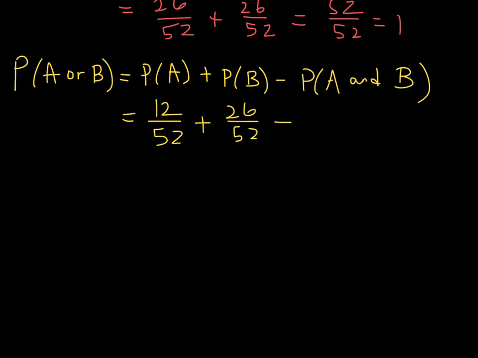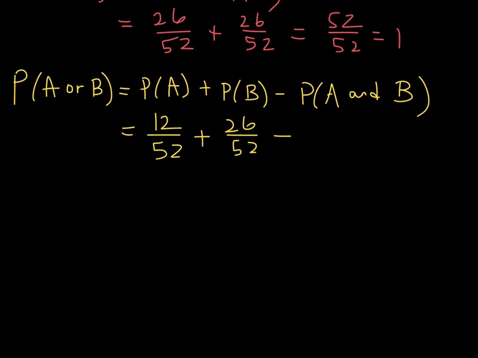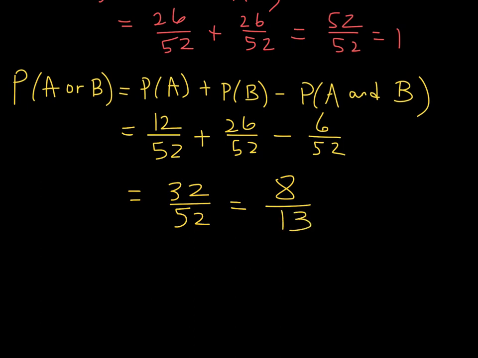minus the probability of us having a face card and it being red. How many face cards are red? Well, if there's 12 face cards altogether, half of them are red, half of them are black. And so 6 out of 52. 6 is the number of face cards that are red. Anyway, this turns out to be 32 over 52. So this probability here is 8 over 13.